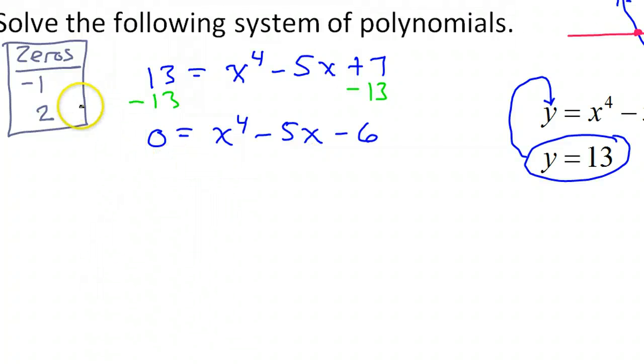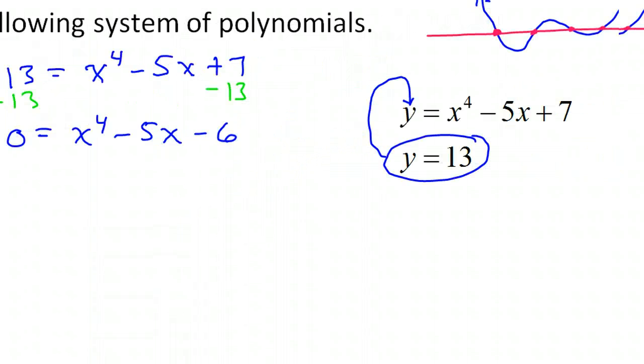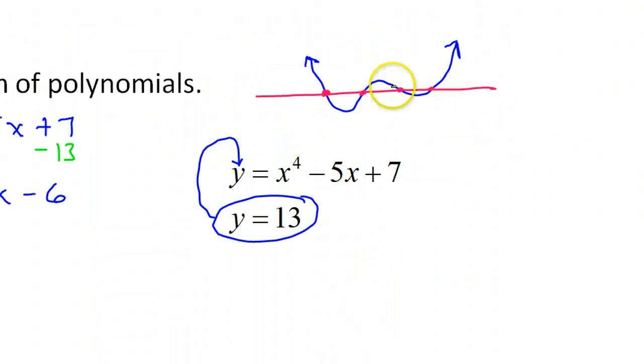But we need to be sure that these are the only solutions to this equation. Looking at the degree, we know that there are 4 zeros, but maybe the other 2 are imaginary, so we don't have to worry about them. But maybe they're not. Maybe they're just fractions, and so they wouldn't show up on our list. So I'd like to graph this and just see what kind of a graph we're looking at.